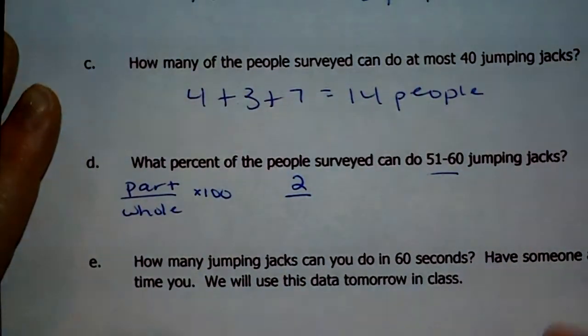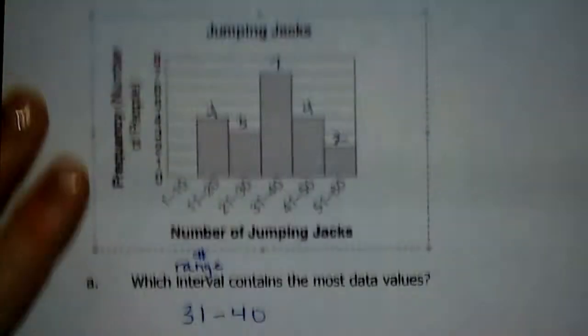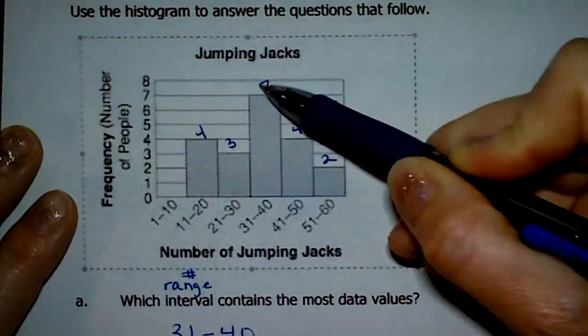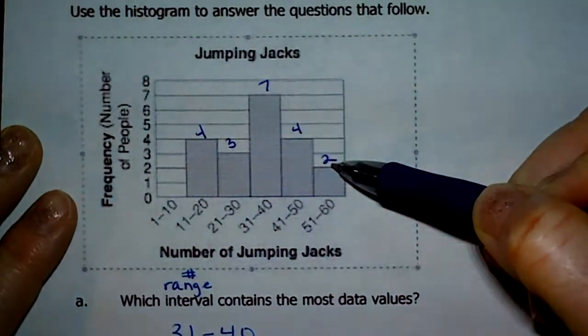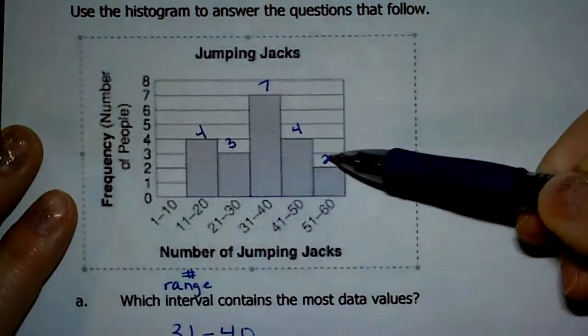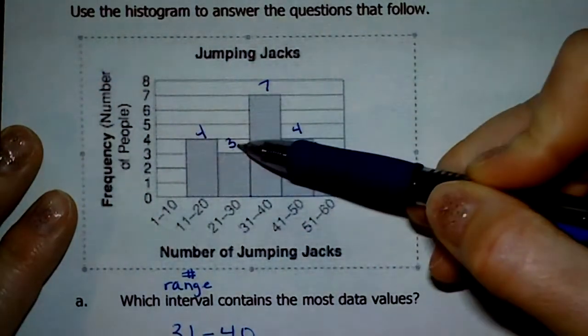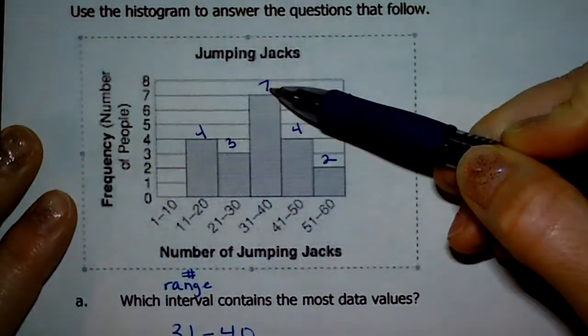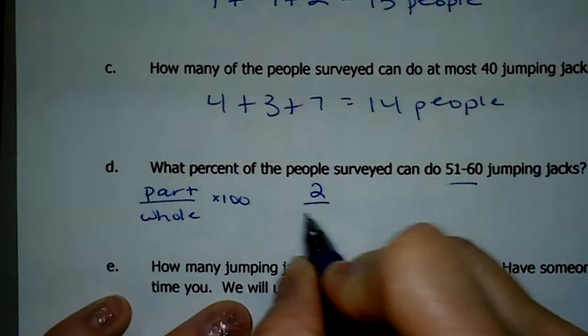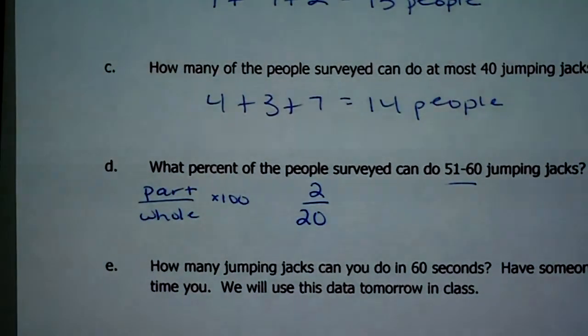Now, to figure out the whole amount, I need to know how many people were surveyed. That just means I need to add all of those values up. So we're going to take 4 plus 3 plus 7 plus 4 plus 2. So 4 plus 3 is 7. 7 plus 7 is 14. 14 plus 4 is 18, and 18 plus 2 is 20. So 2 out of 20 can do 51 to 60.